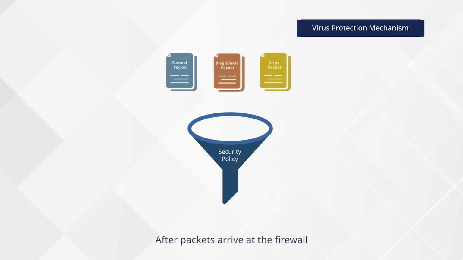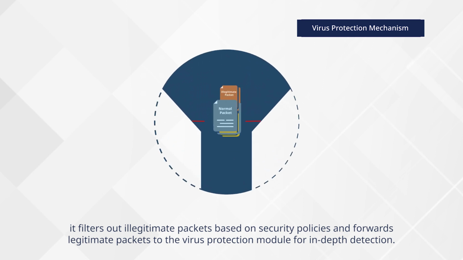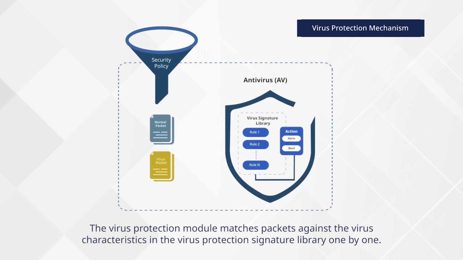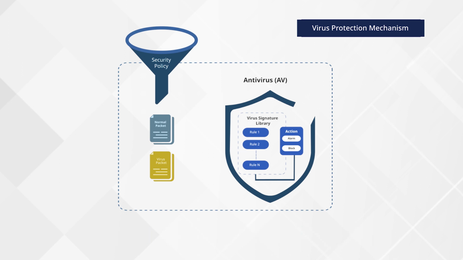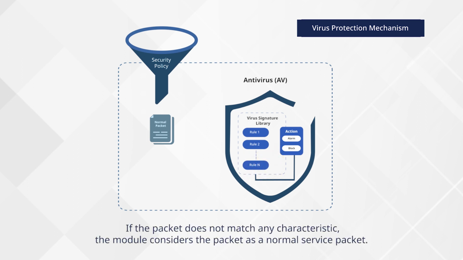After packets arrive at the firewall, it filters out illegitimate packets based on security policies and forwards legitimate packets to the virus protection module for in-depth detection. The virus protection module matches packets against the virus characteristics in the virus protection signature library one by one. If a packet matches a characteristic, the module processes the packet based on the action specified in the security policy. If the packet does not match any characteristic, the module considers the packet as a normal service packet.